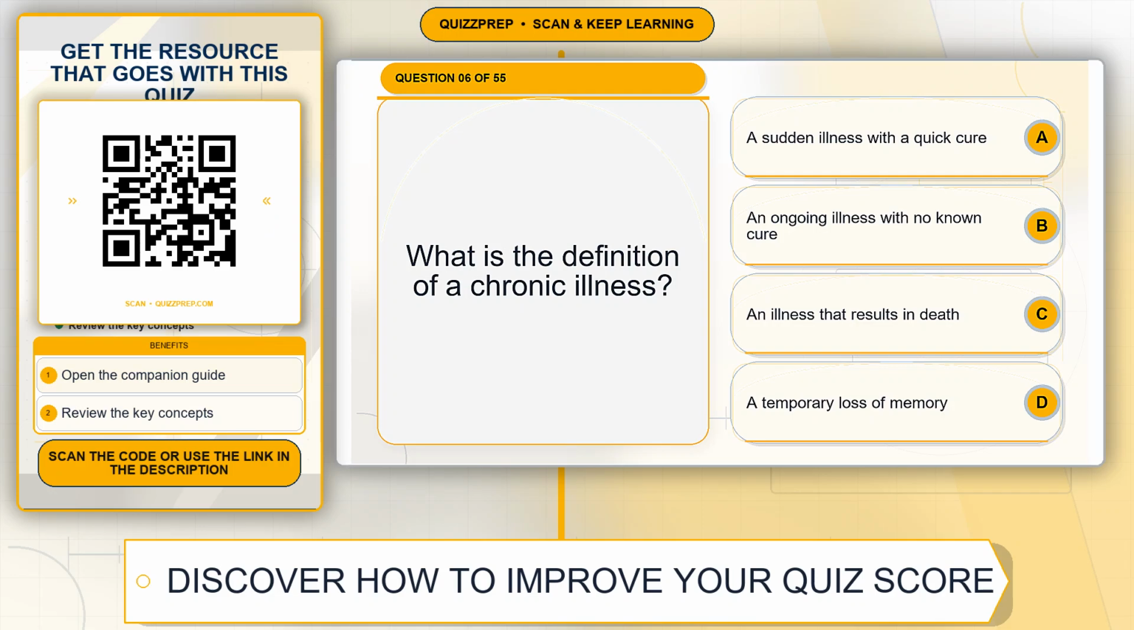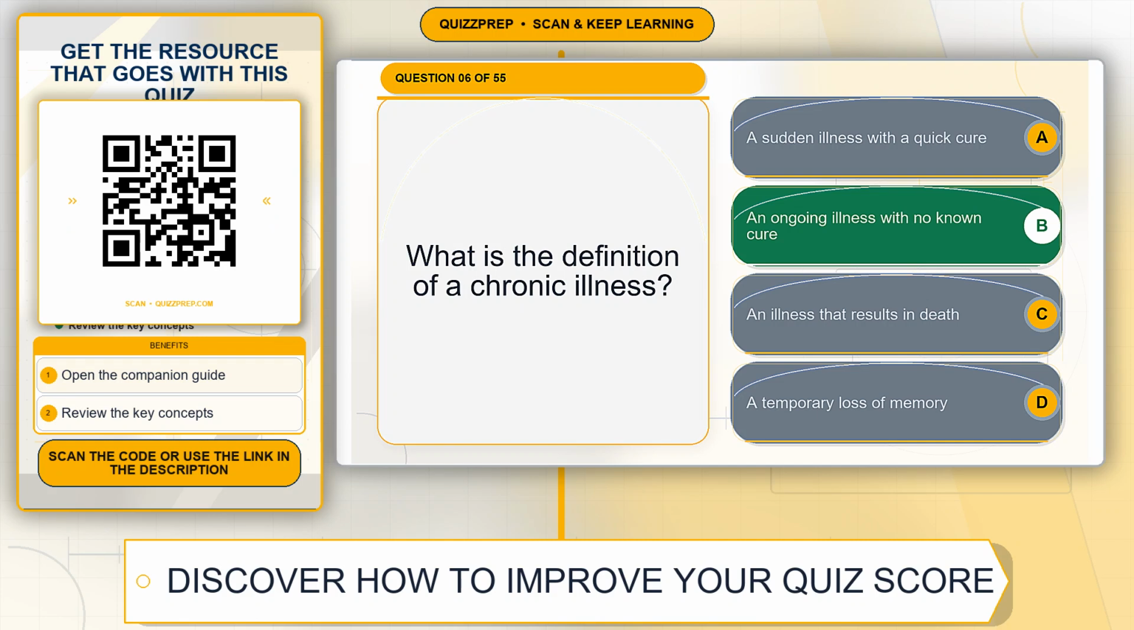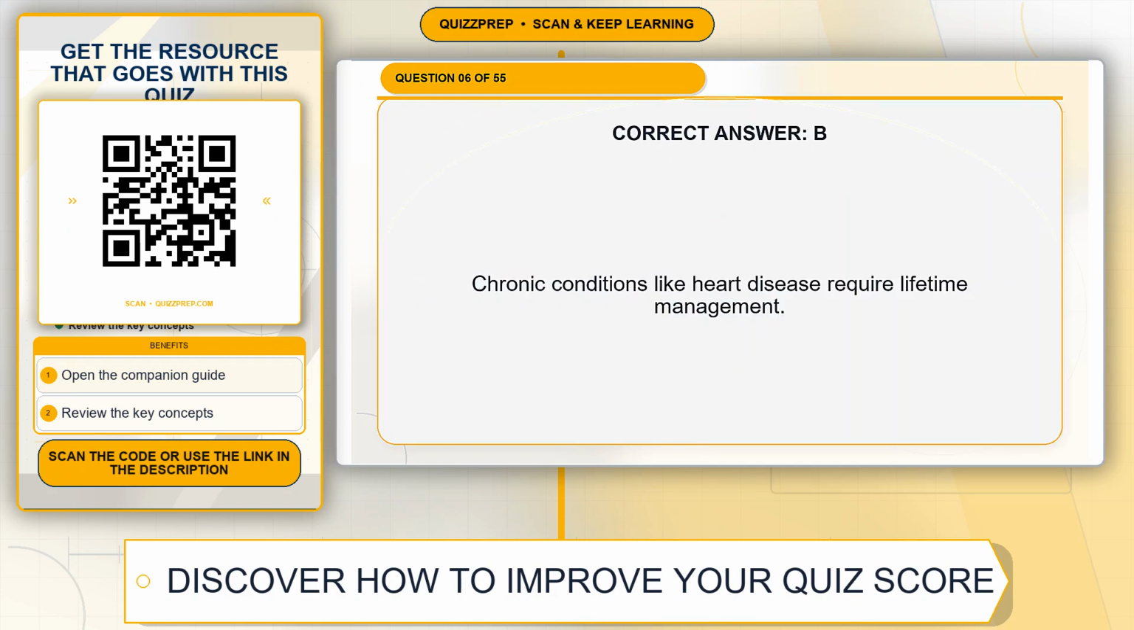Question 6. What is the definition of a chronic illness? Option A, a sudden illness with a quick cure. Option B, an ongoing illness with no known cure. Option C, an illness that results in death. Option D, a temporary loss of memory. The correct answer is option B, an ongoing illness with no known cure. Explanation. Chronic conditions like heart disease require lifetime management.